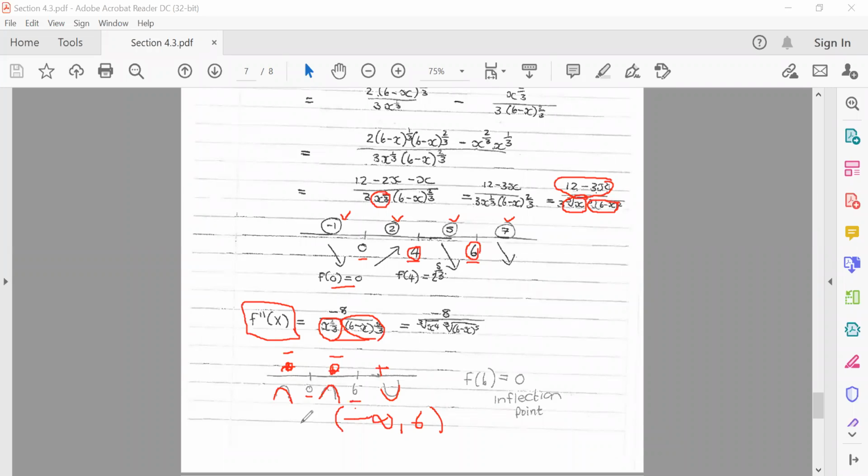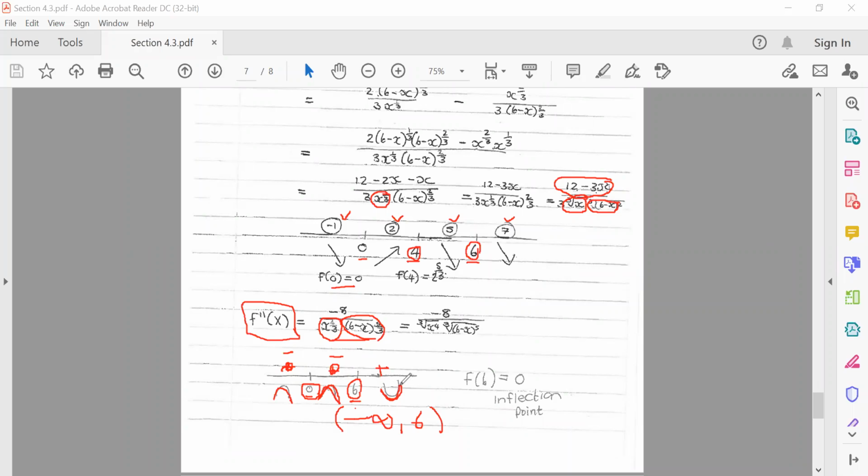Now, inflection point. Notice at 0, there's no inflection point, right? Because you have concave down on the left, and then you have concave down again on the right. So there's no inflection point. There should be a change in concavity for you to have an inflection point. Let's look at what happened at 6. There is an inflection point, right? Because it's concave down on the left, and on the right, it's concave up. There's a change of concavity.